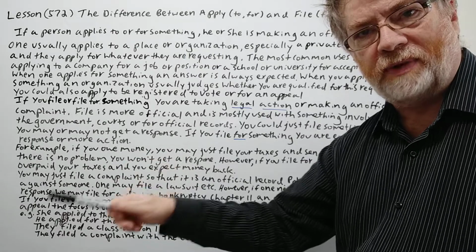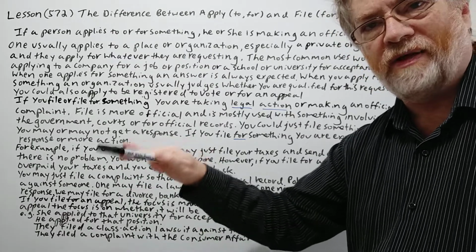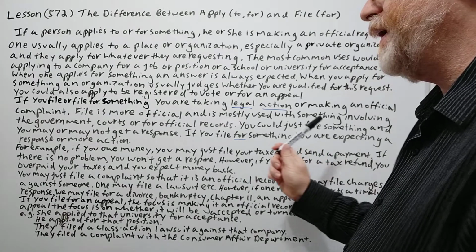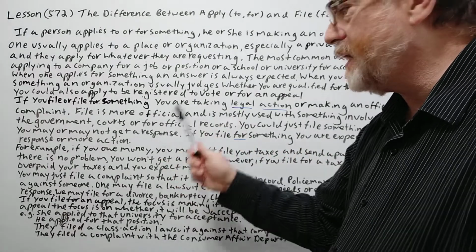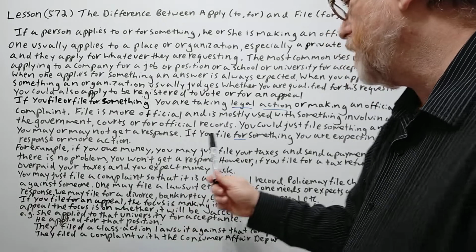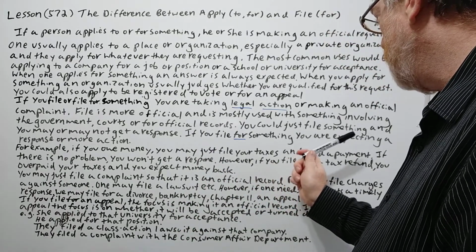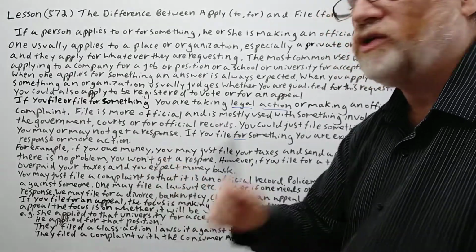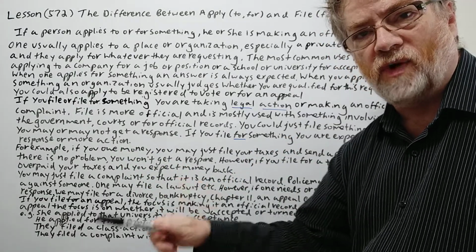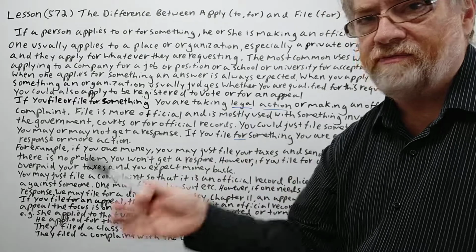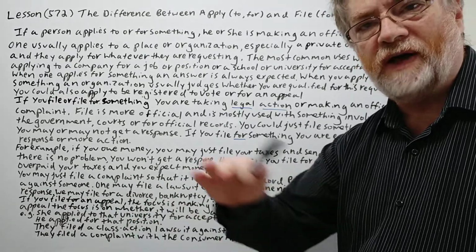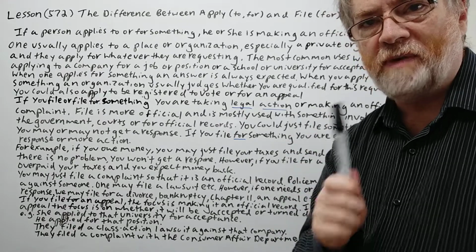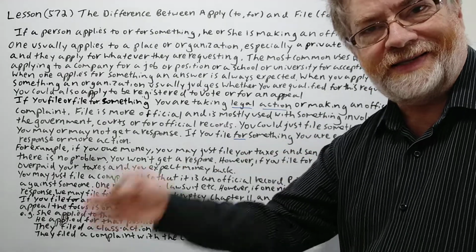So even when it's a complaint, sometimes you just want it to be on the record. You could just file for something and you may or may not get a response. If you file for something, you are expecting a response or more action. So this is the difference between just file and file for. If you just file something, you may not hear anything back. But if you file for something, you are still expecting something back. So the preposition for suggests that.